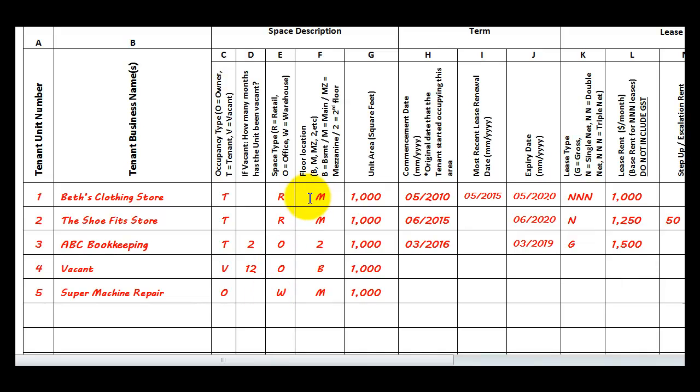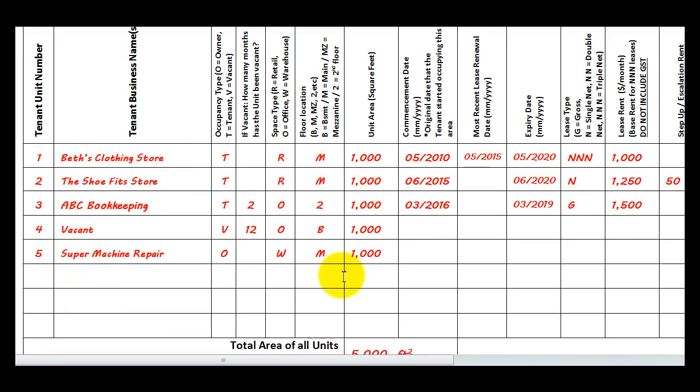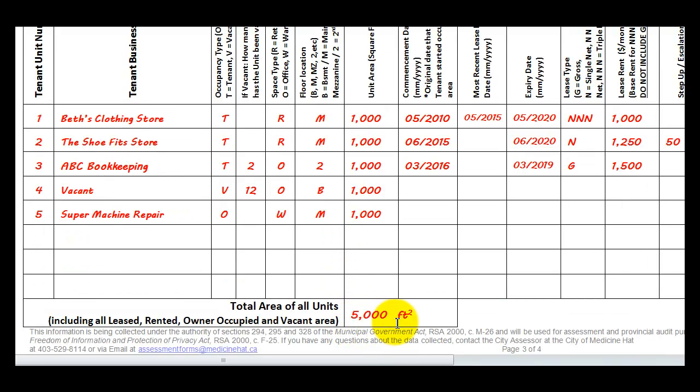Column F is for the floor location. Column G is for the area of the unit. You can see on this property that there are 5 units. One is on the second floor, one is in the basement. The sum of all the unit areas at the bottom of the page is 5,000 square feet.